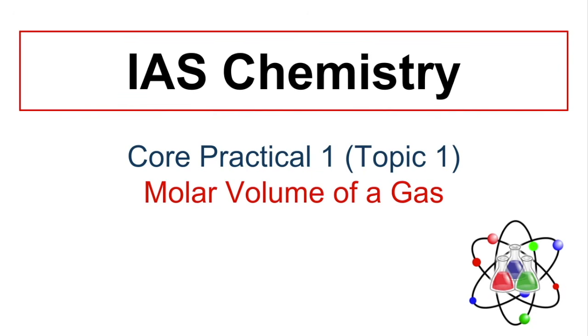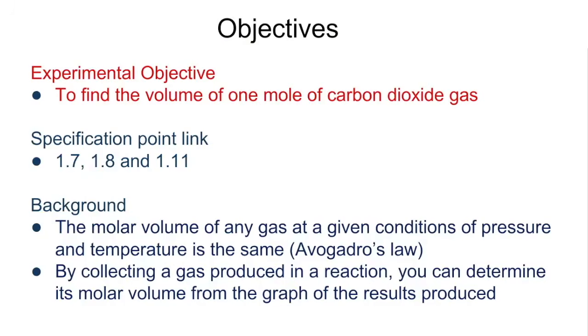Now this is going all the way back to topic 1, which was our calculations topic. So the experimental objective here is to find the volume of 1 mole of carbon dioxide gas, or its molar volume. Remember, the molar volume of any gas will be the same given a specific temperature or pressure. What we can do is carry out an experiment, collect the gas, and from our results we can plot a graph and we can then determine our molar volume.